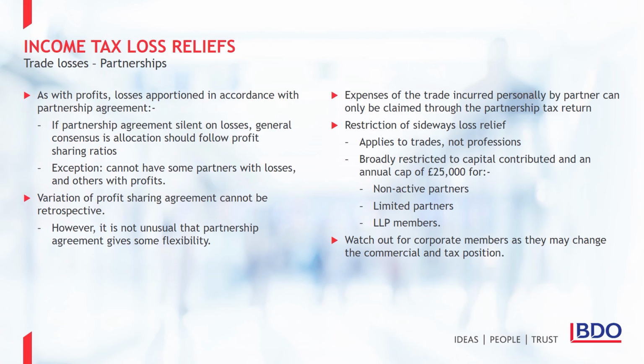LLP members. For similar reasons, sideways loss relief is also restricted for members of an LLP. The annual sideways loss relief is restricted to the lower of £25,000 or the capital contribution, minus any sideways loss claims. Again, this is a permanent restriction, although losses can, of course, be carried forward to offset against future trading profits.